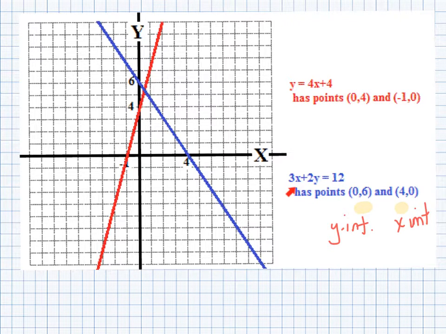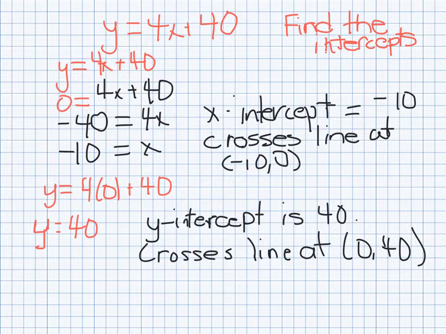So here I want to look at the 3x plus 2y equals 12. We can see that the y-intercept is 0, 6, which is right there, and we can see that the x-intercept is right here, and then we can draw our line there. On this other one, the red line, we had 0, 4, which is right here, and we had negative 1 and 0, which is right here, and that is our line right there.